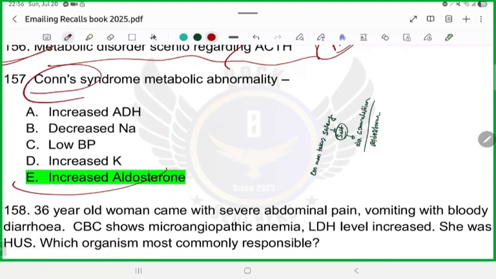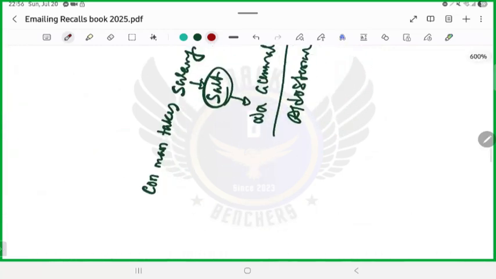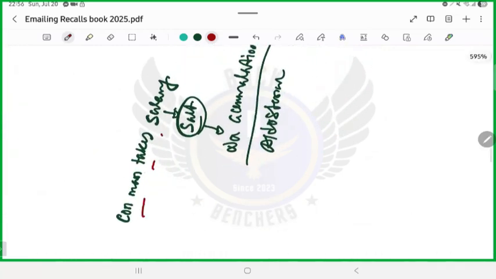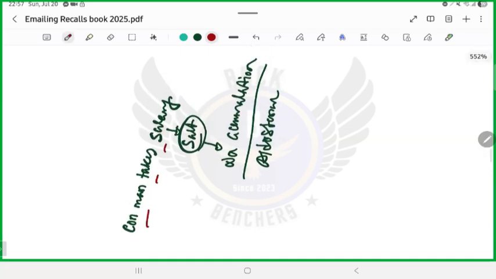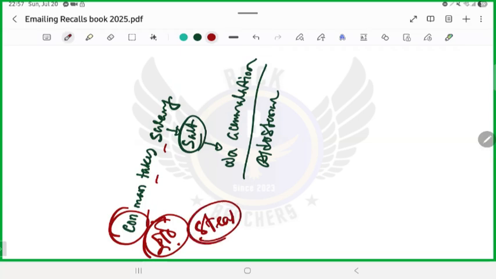Conn syndrome, increased aldosterone. We all know. What did I tell you during class? Conmen take salary. Previously, when we did not have paper money, salt was used, and that's why it's called salary. Now, what is a con? Con means churi in Bangla, to steal. So what does a conman do? A conman steals salary.